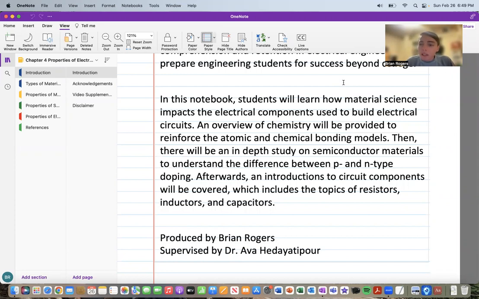And so we're going to be diving a little bit into the chemistry to look at different types of bonding models. Then after, we're going to do a specific study on semiconductors and how this relates to electrical engineering and where we actually use these types of materials. Then, after learning about the basis of why semiconductors are so important, we're going to look at each individual circuit component, the most popular being resistors, inductors, and capacitors.